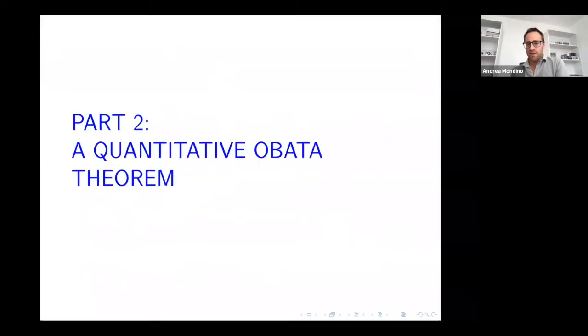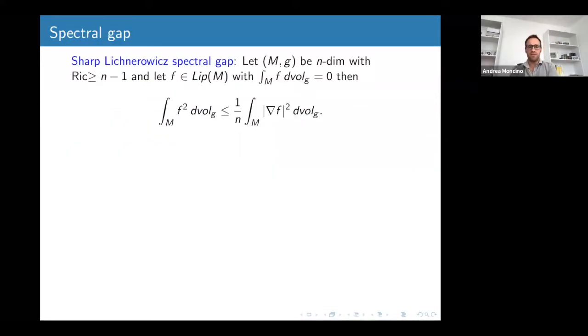Now, since it's a seminar about spectral geometry, let me say something about some spectral quantities. Okay, and let me talk about a quantitative version of Obata's theorem. So let me start from something that this audience knows very well, which is the Lichnerowicz spectral gap.